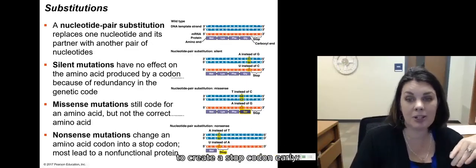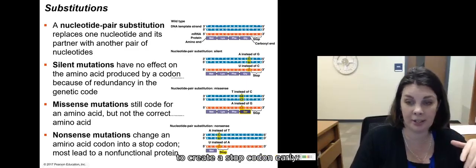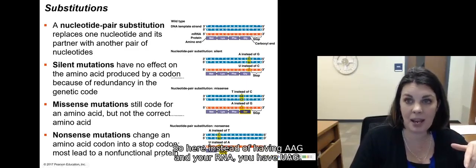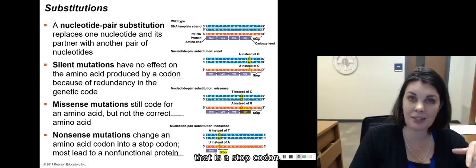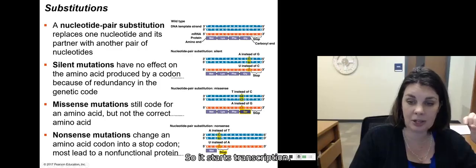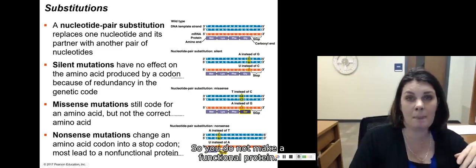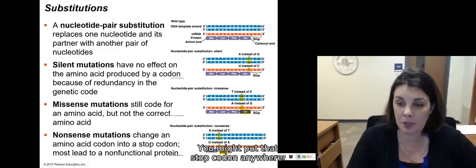There's also nonsense mutations, which are going to create a stop codon early. So here, instead of having AAG in your RNA, you have UAG. So this T was changed to an A. You end up with UAG. That is a stop codon. So it starts transcription, starts translation, puts in a methionine, gets to the stop codon, and stops. The whole thing falls apart. So you do not make a functional protein.